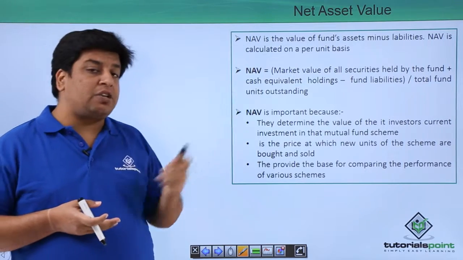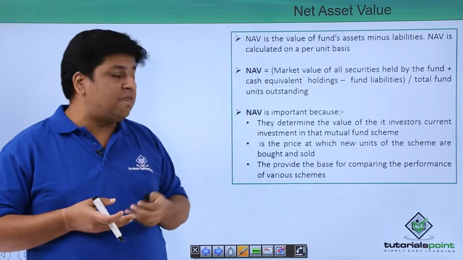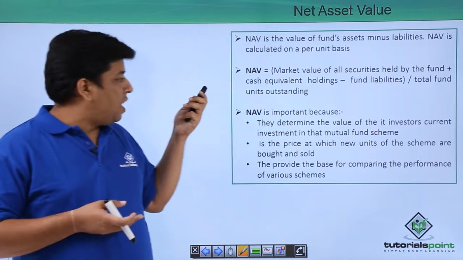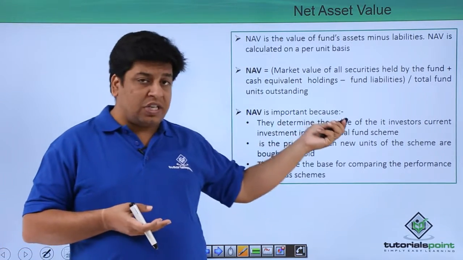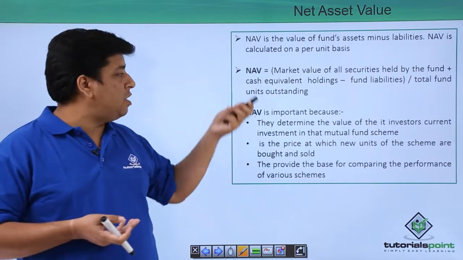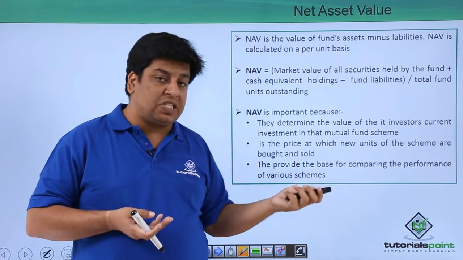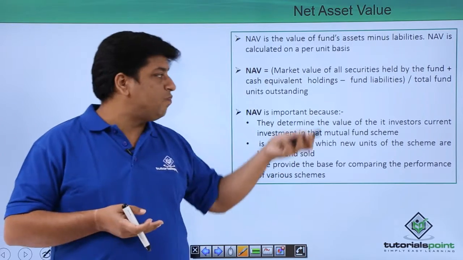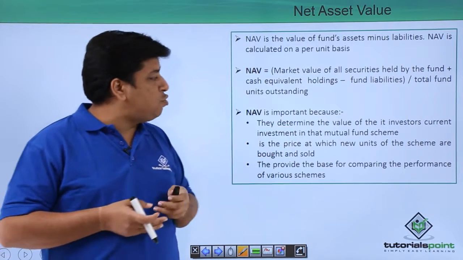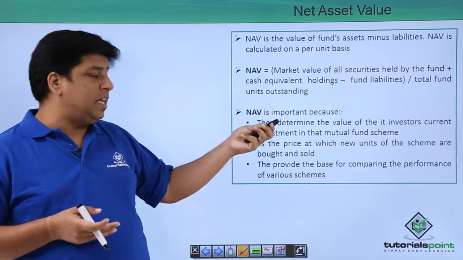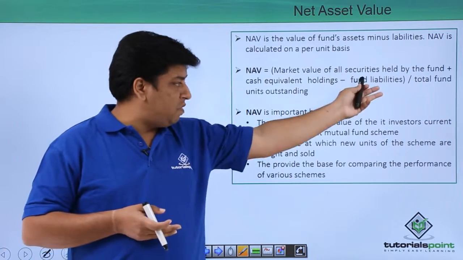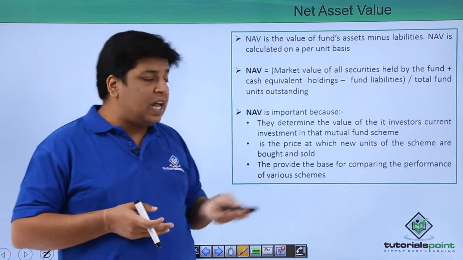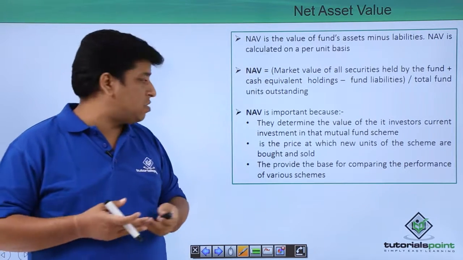So the formula to calculate NAV is the market value of all securities held by the fund plus cash equivalent holdings, that could be your interest or dividend, minus fund liabilities, any expense that you need to pay for this fund scheme. The whole should be divided by total fund units outstanding. Hence you can see, once it is divided by total fund units outstanding, your NAV becomes per unit basis.